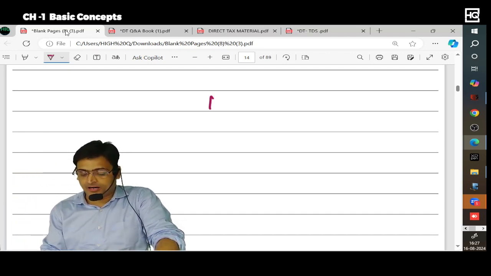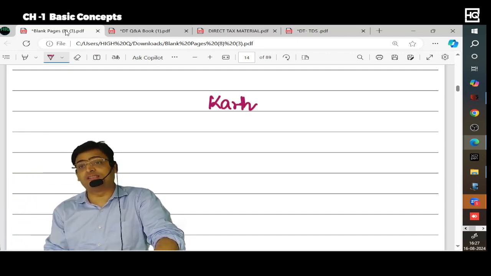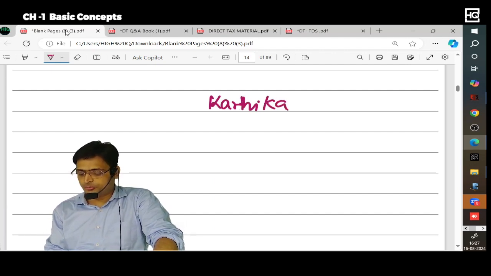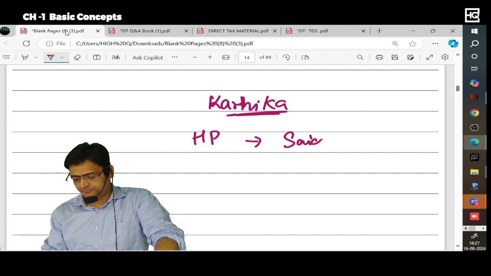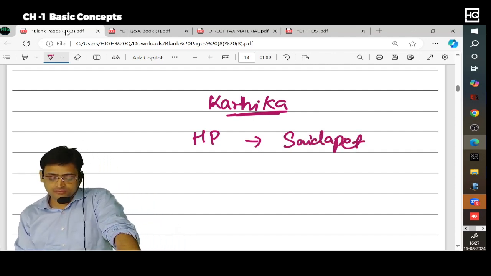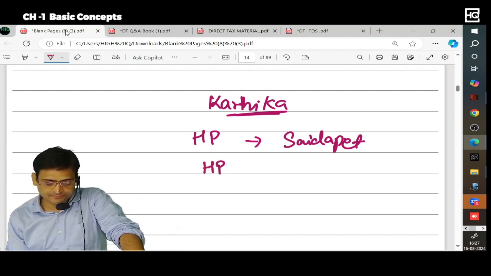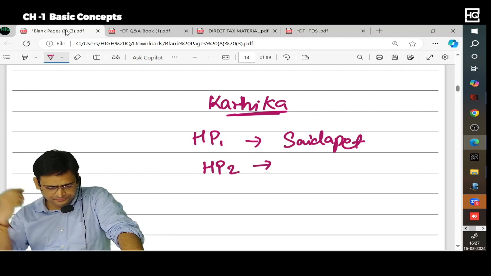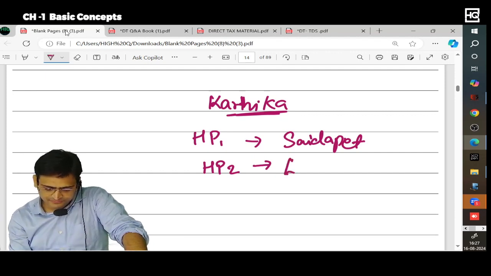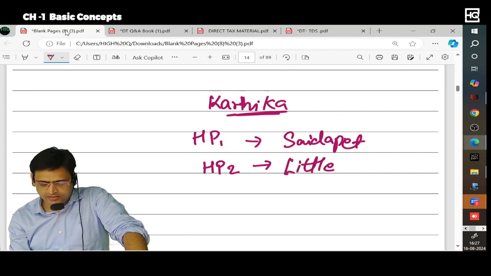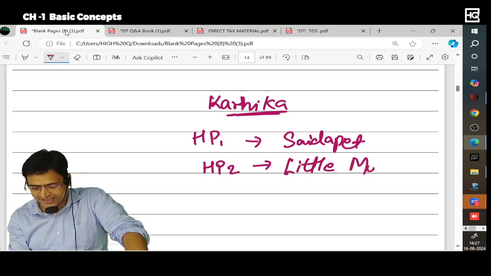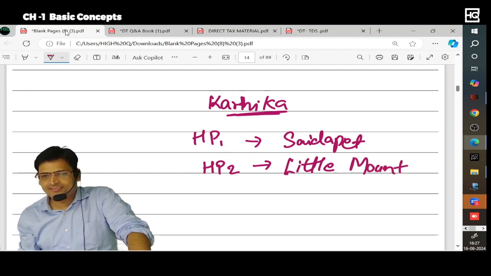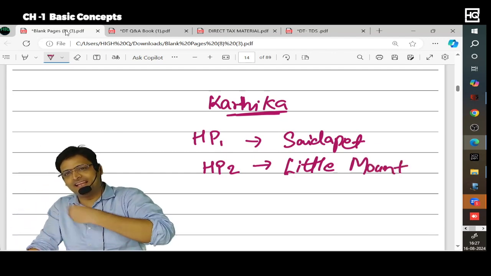So now, can I say Kartika ma'am has some other business activities also, other income also. Assuming she has a house property in Saidapet. Are you understanding? She has one house property in Little Mount. Little Mount, same place every time.